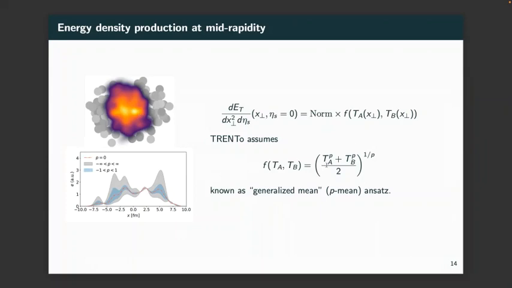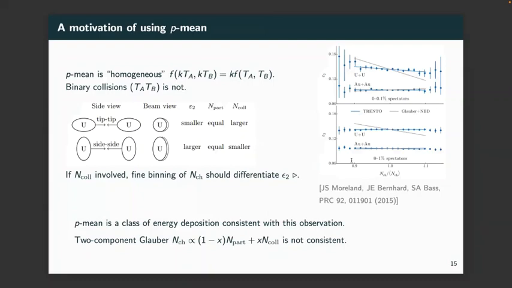This generalized mean is just an ansatz with a free parameter p to combine the two densities. The original motivation for why people do this is that they observe, as we discussed the other day, that in uranium collisions, tip-tip collisions produce roughly the same number of particles as side-side.